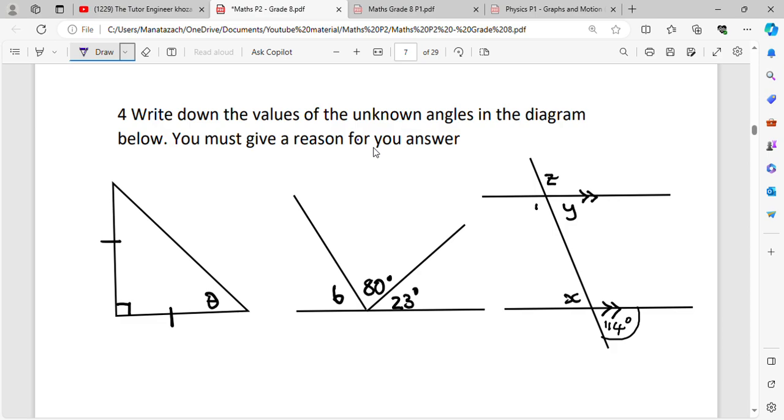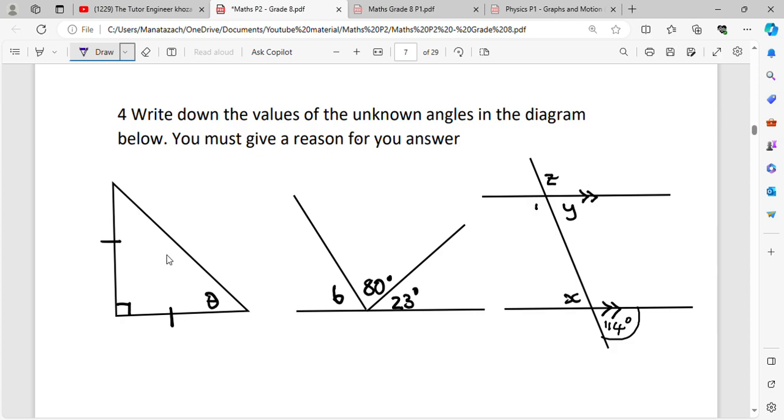Today we're continuing with grade 8 geometry, which is part of paper 2. So let's start with today's lesson. Write down the values of the unknown angles in the diagram below. You must give your answer, and you must give a reason for your answer. Okay, let's start with the first question.